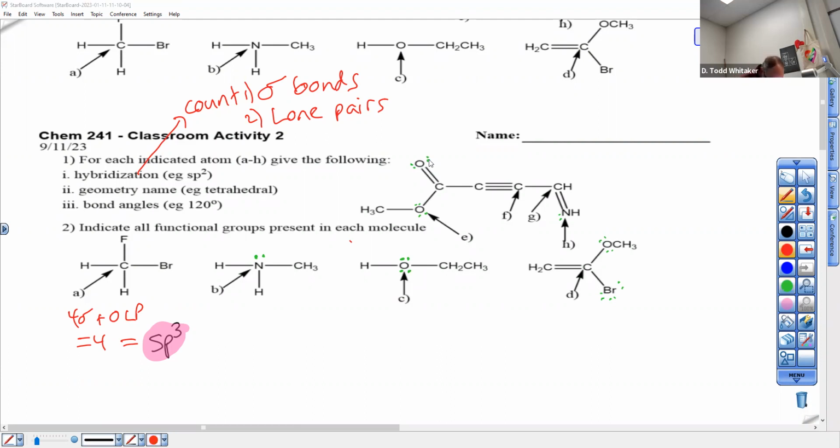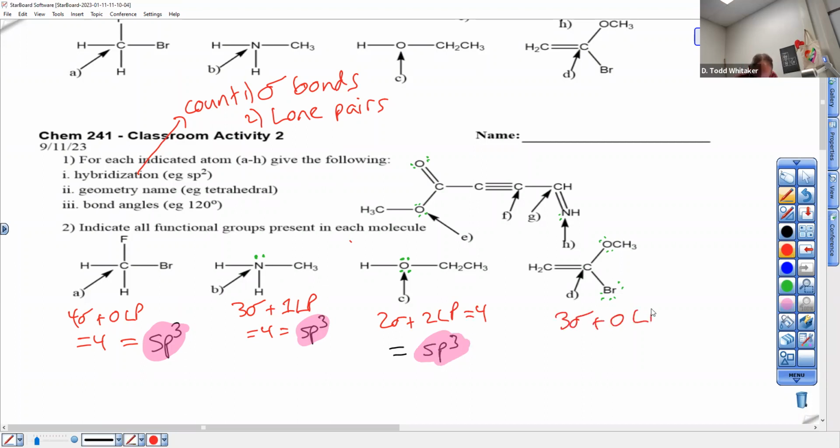3 sigma plus 1 LP equals 4. Equals sp3, like you said. Smooth sailing so far. 2 sigma, 2 LP equals 4. You're going to think the only hybridization in this course is sp3, aren't you? You are incorrect, sir. D, 3 sigma, 0 LP. Answer's not 4. What's your hybridization?